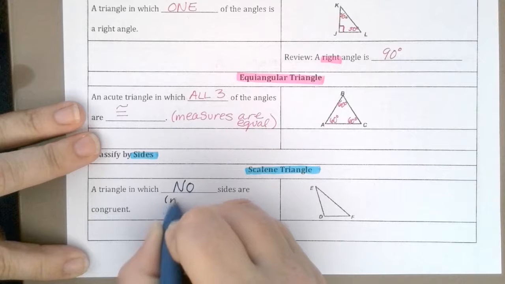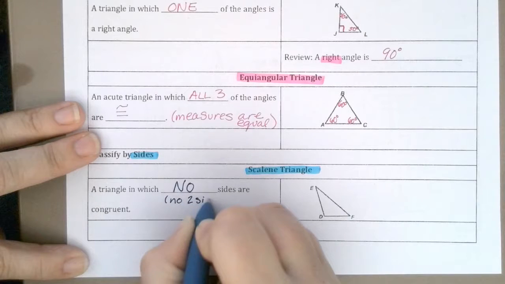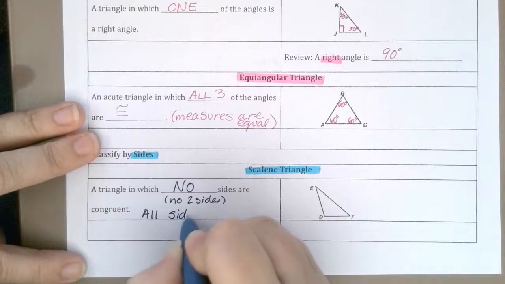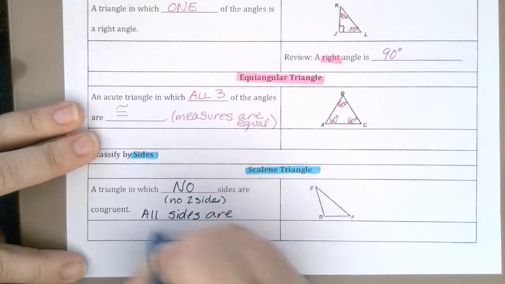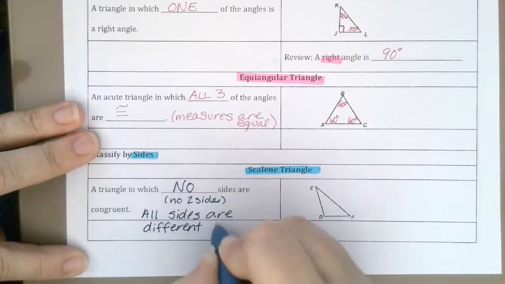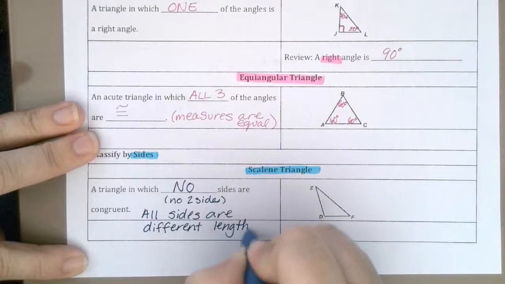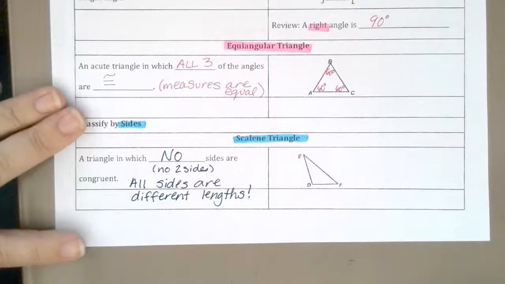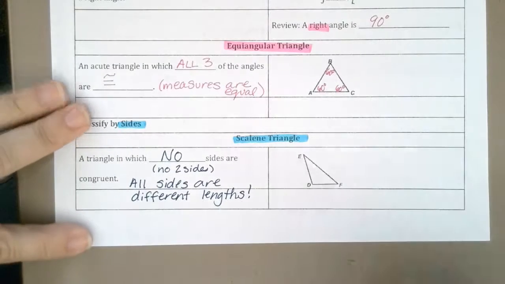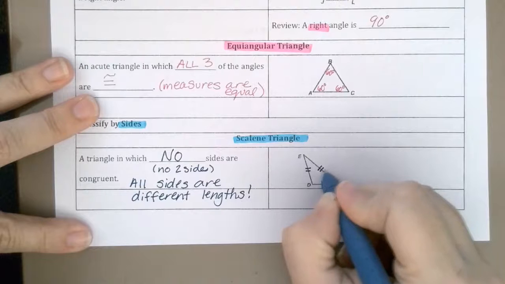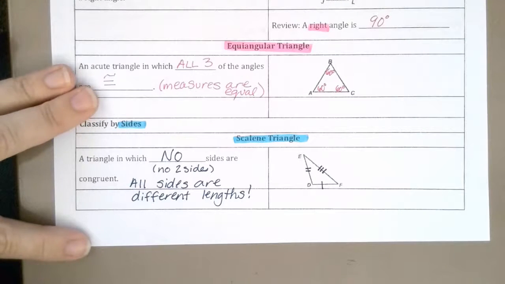Or you could say no two sides are congruent. All sides are different lengths. Okay? So if I used my congruent marks, I would do one line on one of them, two lines on another side, and three lines on the other, showing that they are all different sizes.